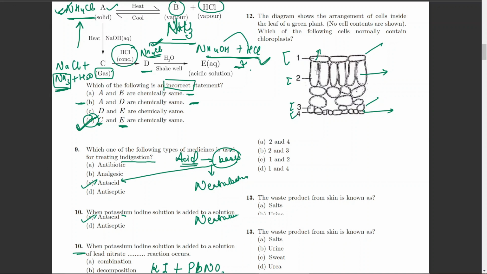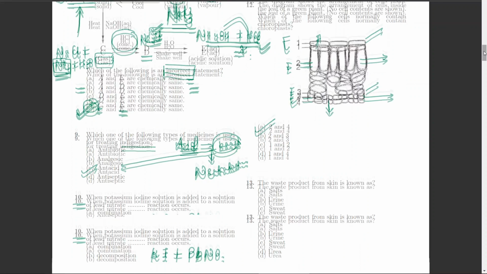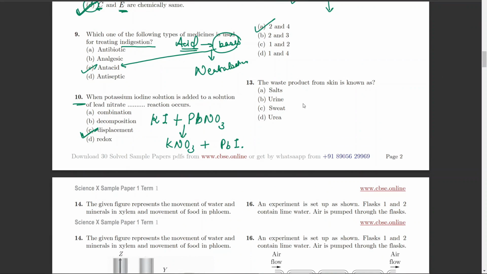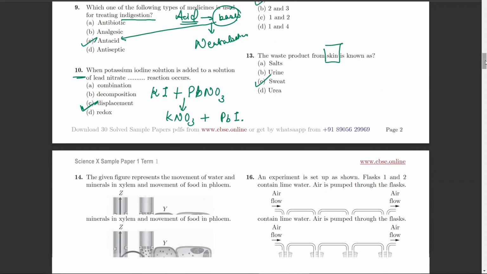This is the upper epidermis. This is the lower epidermis. So the lower epidermis does contain the chloroplast. Okay. So option A is the correct one, as the second part and the fourth part do contain the chloroplast. Coming to question number 13, waste product of the skin is also known as salt, urine, sweat and urea. Here you have to keep in mind that skin is given over here, not the body, right? So the waste product of the skin, as we all know, is sweat, right? When we sweat, the waste product from our skin gets out of our body, right? So this is the answer.